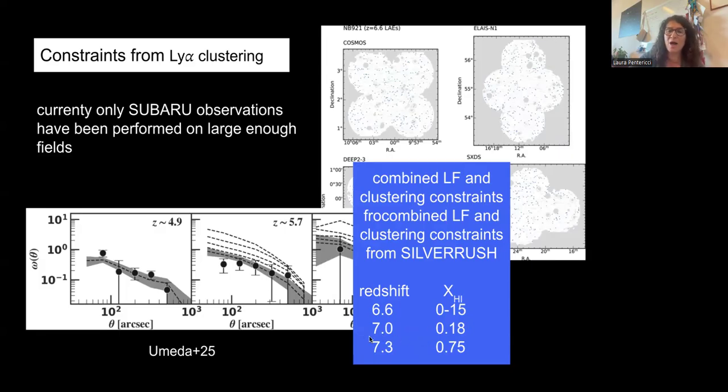For example, they derived that at redshift 7, they only have about 20% neutral hydrogen, whereas at redshift 7.3, the neutral hydrogen fraction is already 75%. So you see it's a very rapid change. In these surveys, what they derive is that the process of reionization is very, very rapid, because as you see, the change is very rapid.